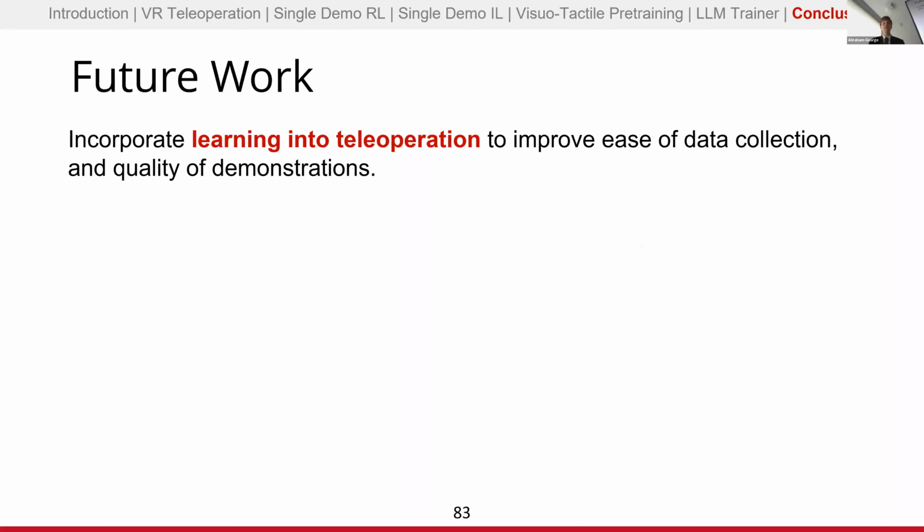Moving forward, some potential future works would be to incorporate more learning into teleoperation, improving the ease of data collection and the quality of demonstrations. Especially as we collect these demos, we could train a partially learned agent and use that to assist.